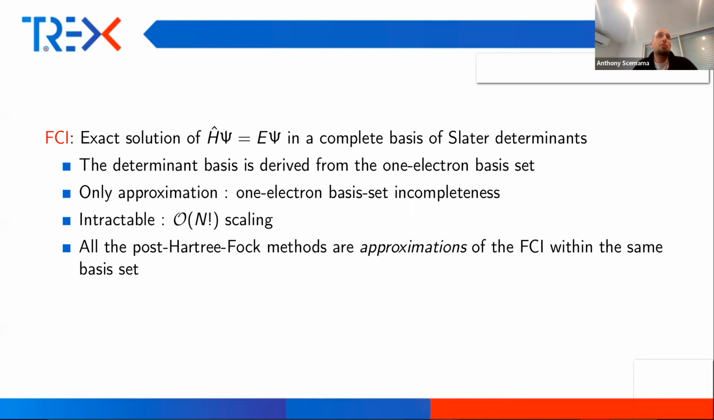In the same way, if you have a system that really requires an important description of static correlation and you use CISD or CCSD, it will not work. So all the methods that are approximations of the full CI can be trusted only if your determinant space contains what is necessary to describe the system properly.